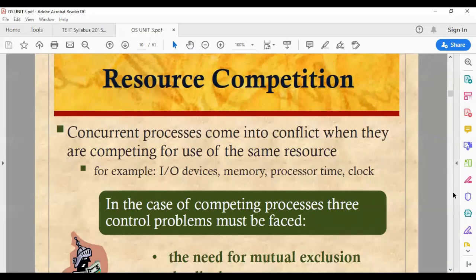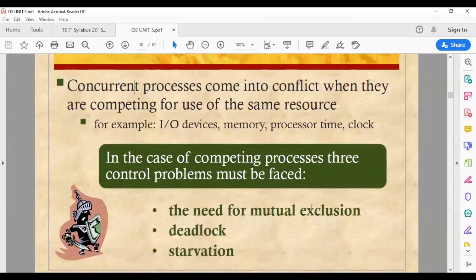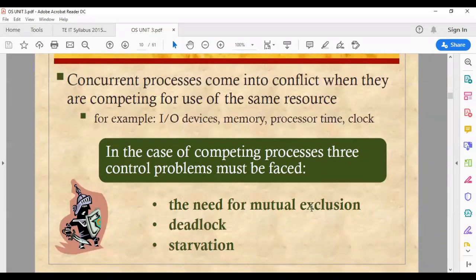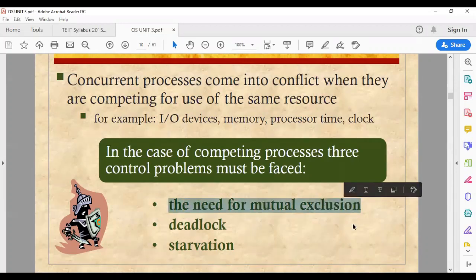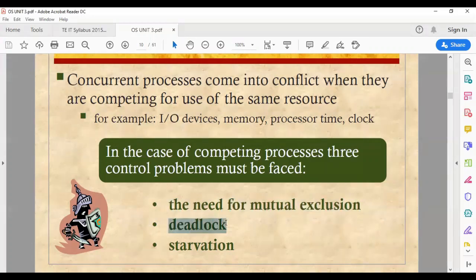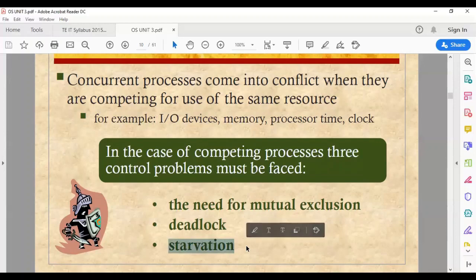In case of competing processes, three control problems may be faced. We have to study how to maintain mutual exclusion, but before that, we should have knowledge of this. When multiple processes are competing for a shared resource, what are the problems they will face? First is the need for mutual exclusion. Second is deadlock, and third is starvation. So these are the three main problems.